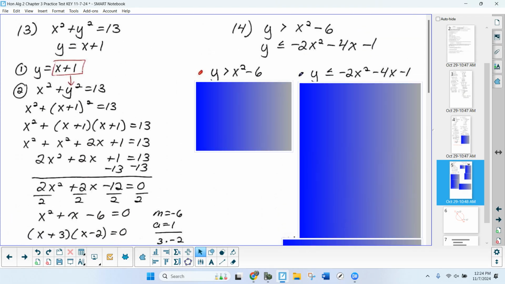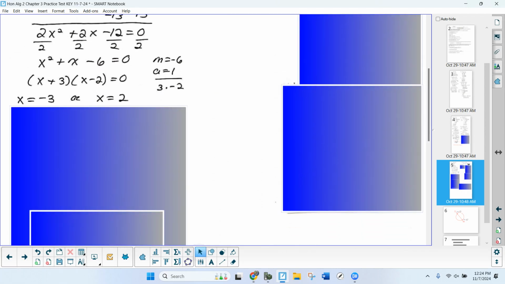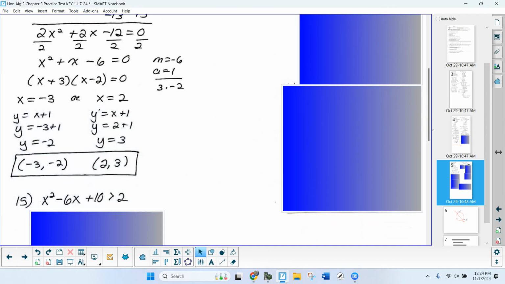Plug it back into that. Plug it back in to y equals x plus 1. When you do, what do you get? Negative 3, negative 2. And when you plugged in 2, 2, 3. Good. Questions on that one?